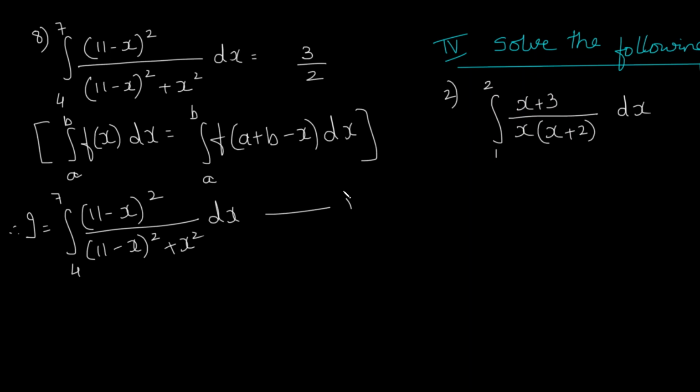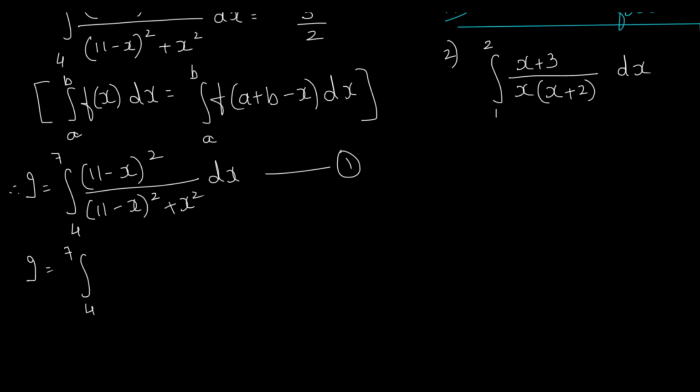Okay, let this statement be 1. Now by property, I think it is property 5, we have 4 to 7. You can check it out and check whether I'm right or wrong. I don't remember the number of the property.